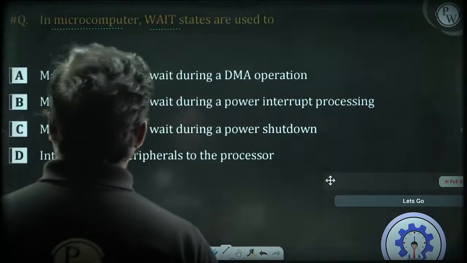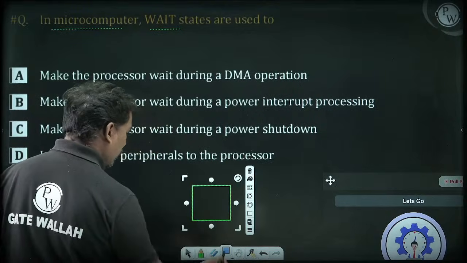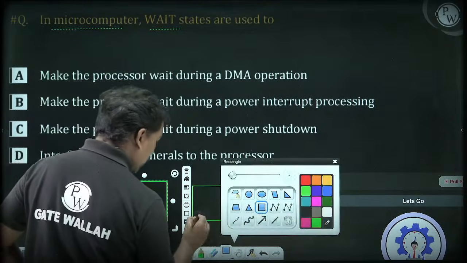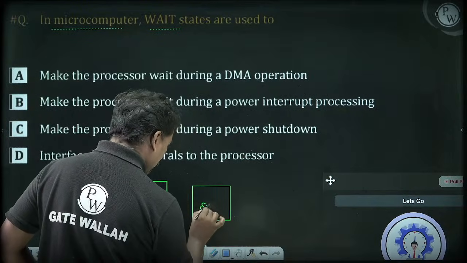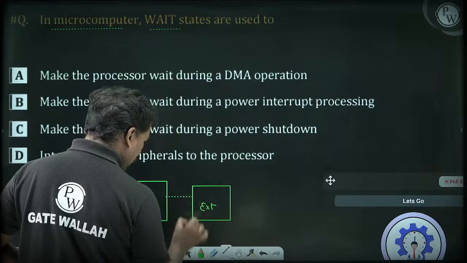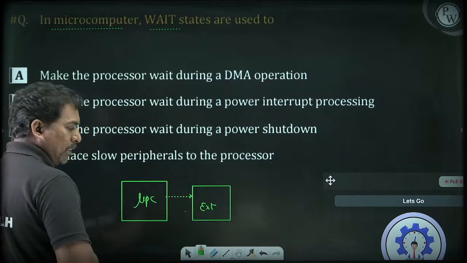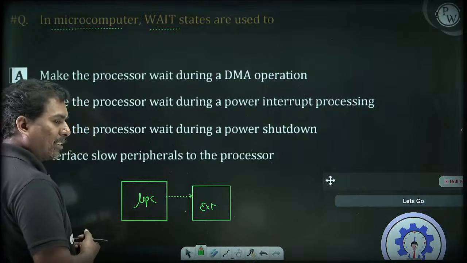See, wait states are introduced generally why? If you have a peripheral, this is the external peripheral, and this is the microprocessor. The microprocessor has given something to that. But this is a very fast device and this is a very slow device. Nobody can match the speed of the master.